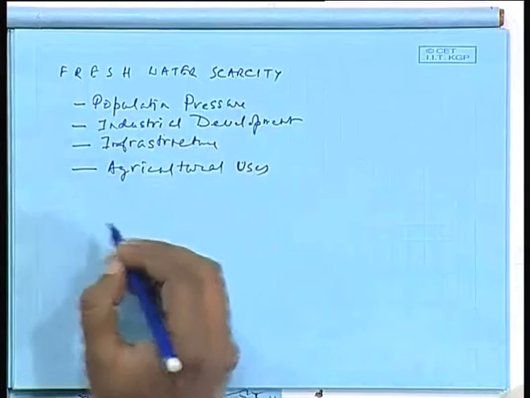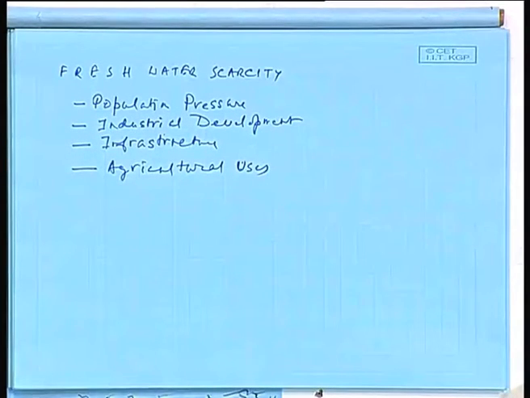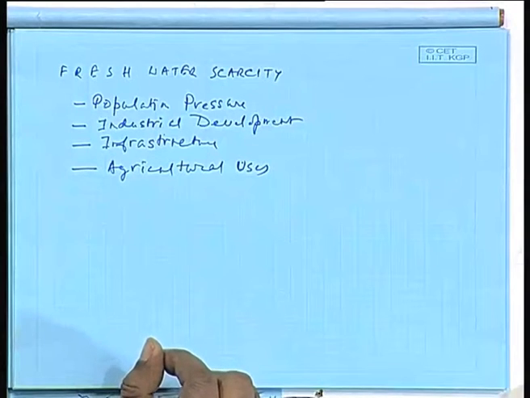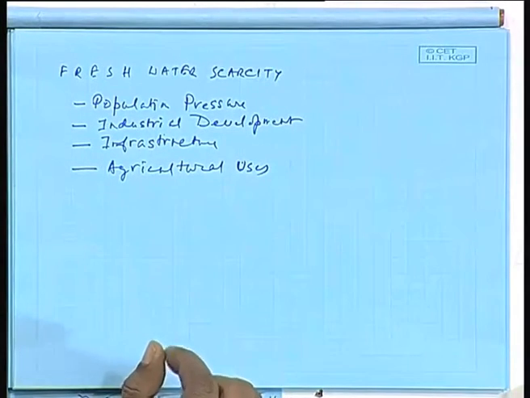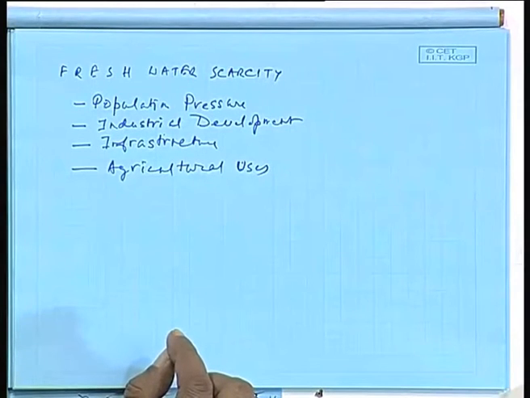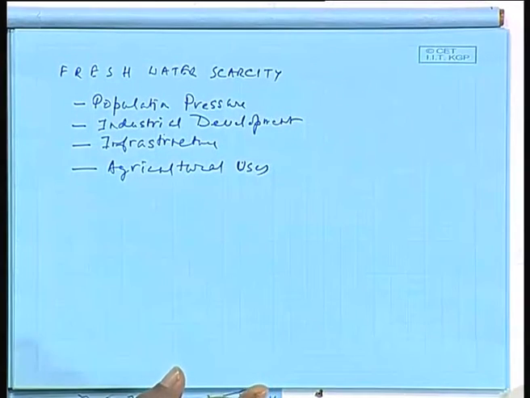If you can take down a line here: there are no fresh water resources, both surface water as well as groundwater, in the world which are not impacted by environmental degradation.